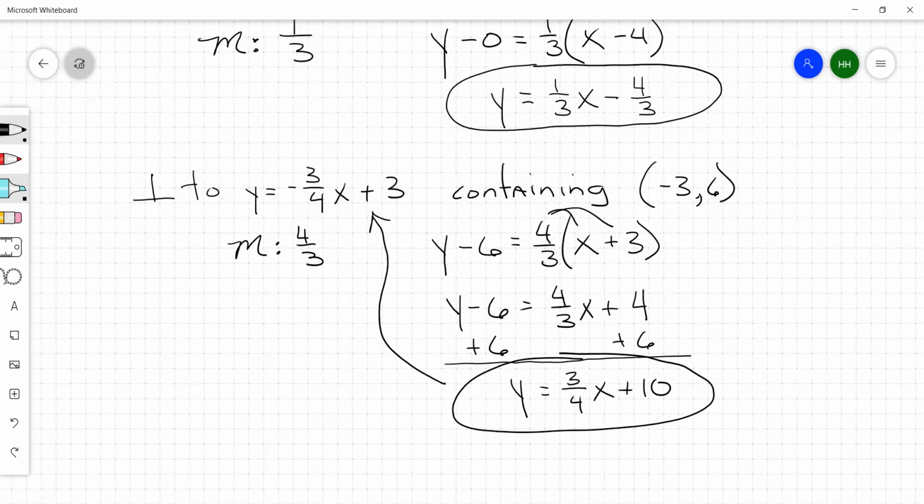Yes? Why do you flip it that way? You don't. I screwed up. You mean 4/3 to 3/4? Yeah, that's my bad. Thank you. That should be a 4/3. That should have stayed 4/3.